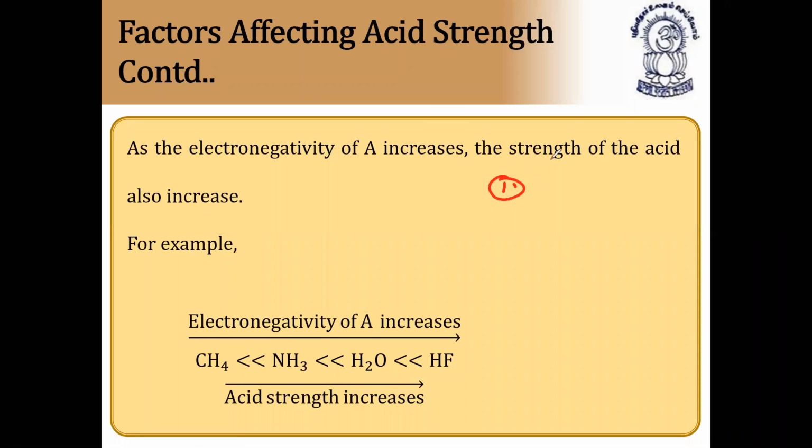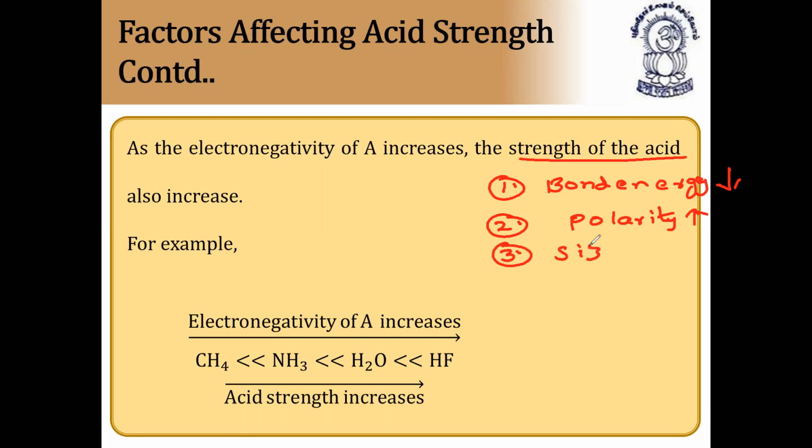First one, factors affecting strength of acid. First one, as we discussed, it is bond energy. Lesser the bond energy, stronger is the acidic strength. Second one, polarity, greater the value of polarity. And third one, size of anion. As the size of anion increases, acidic character increases.